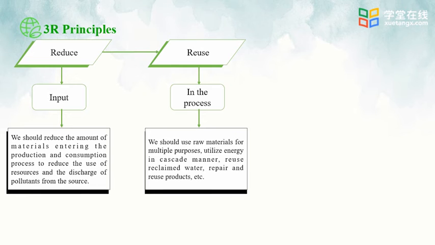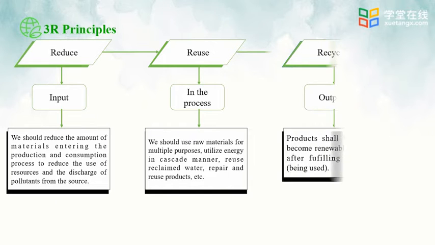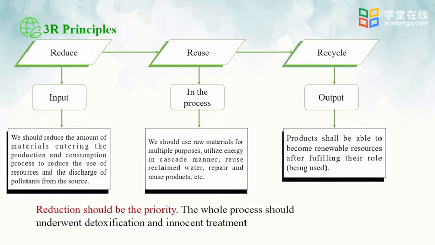The second is reuse. We should use raw materials for multiple purposes, utilize energy in cascade manner, reuse reclaimed water, repair and reuse products, etc. The third is recycle. We shall recycle the items discarded at output end as renewable resources. Reduce, reuse, and recycle. These are the 3R principles we often mentioned.